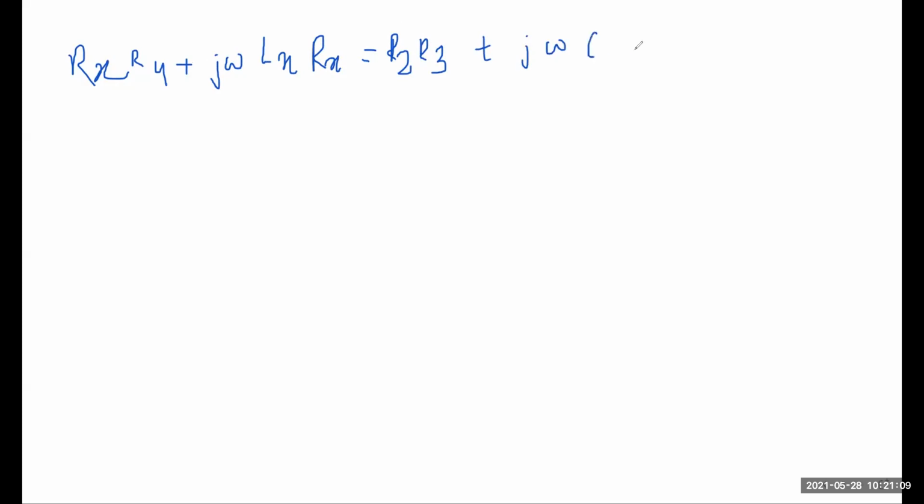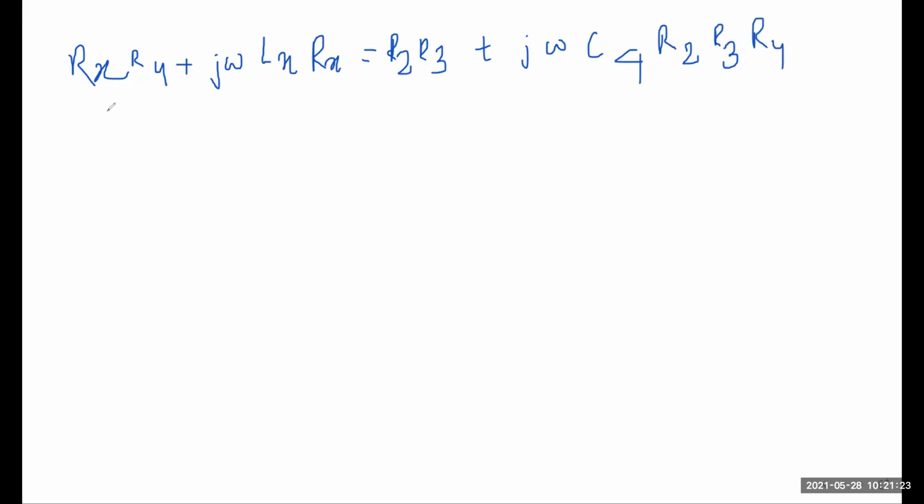Next page I'm moving to. Now I need to solve it. After solving this equation, you will get something like Rx R4 plus J omega Lx Rx, that will be equal to R2 R3 plus J omega C4 R2 R3 R4. So this kind of expression you will get from the one equation.